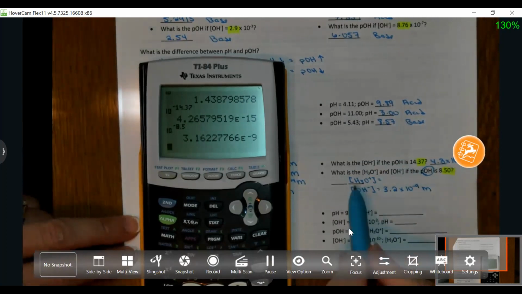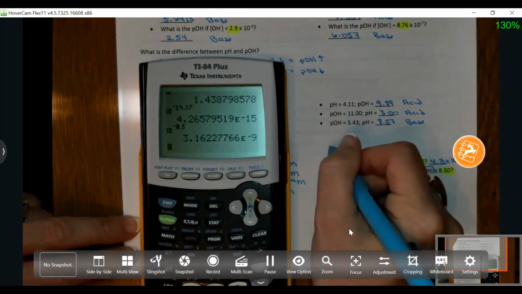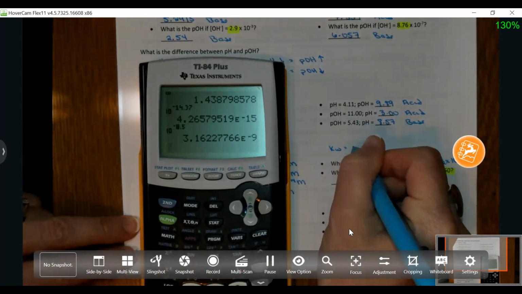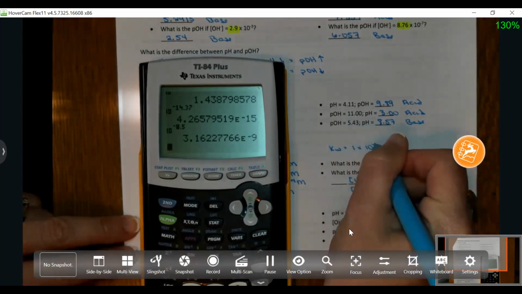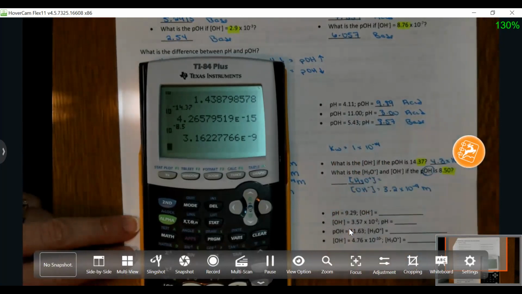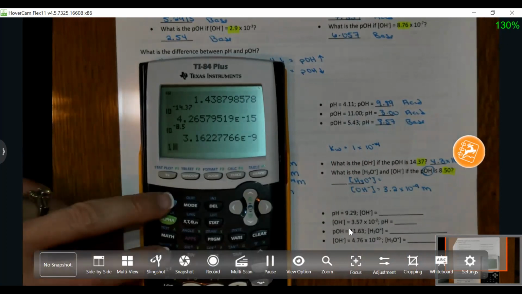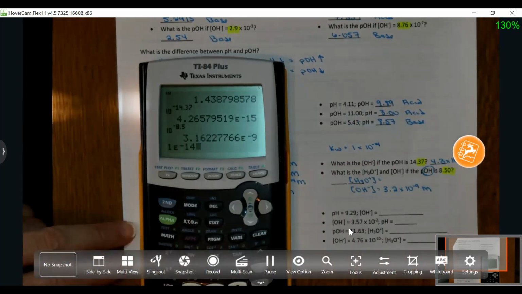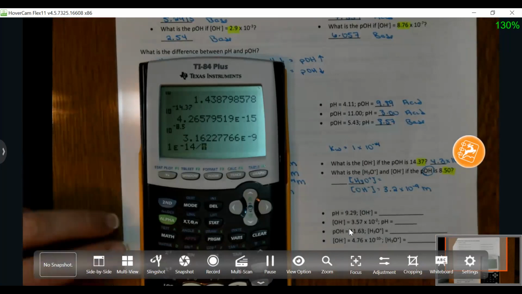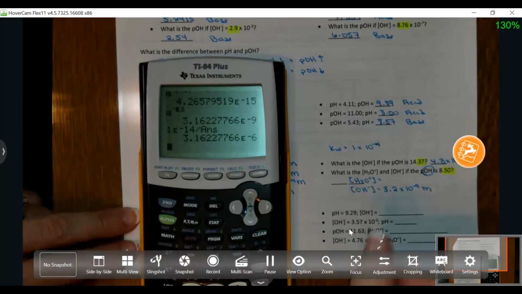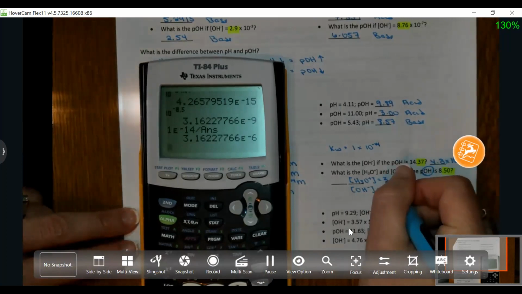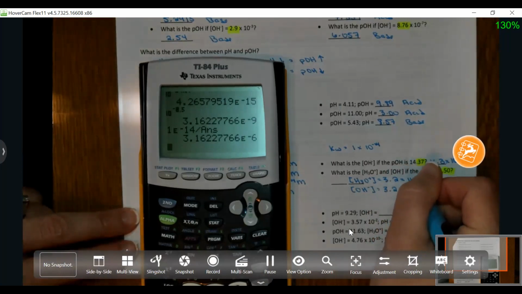Now I can find my hydronium ion concentration by using my equilibrium constant of water, which is 1 times 10 to the negative 14. So I can take my 1 second E negative 14 and divide it by my second answer, and I would get my hydronium ion concentration of 3.2 times 10 to the negative 6.